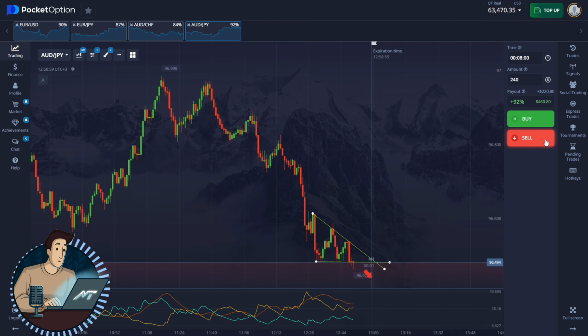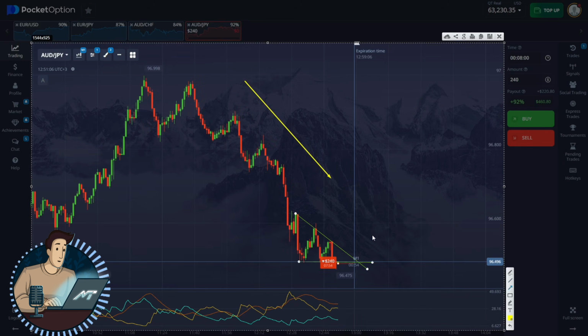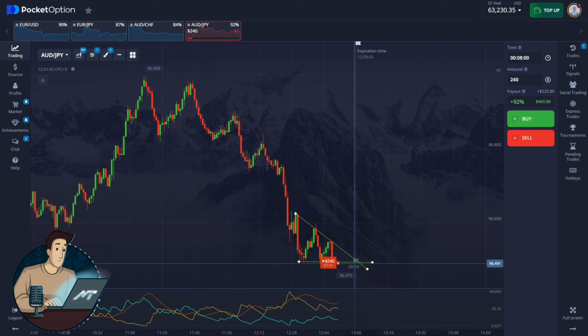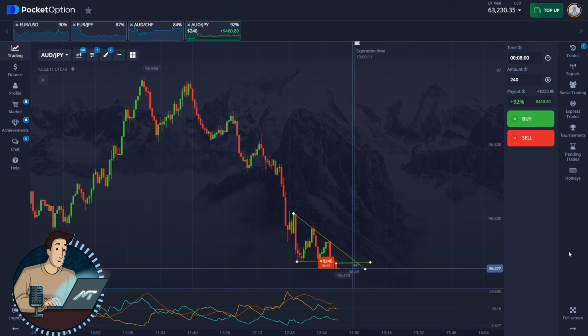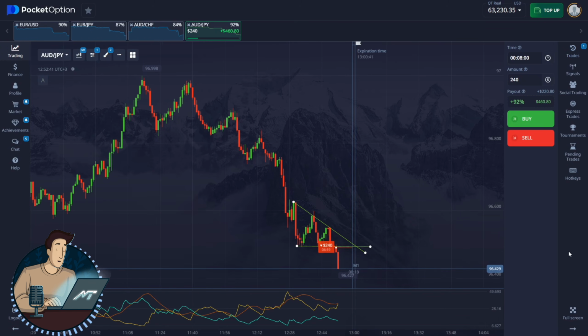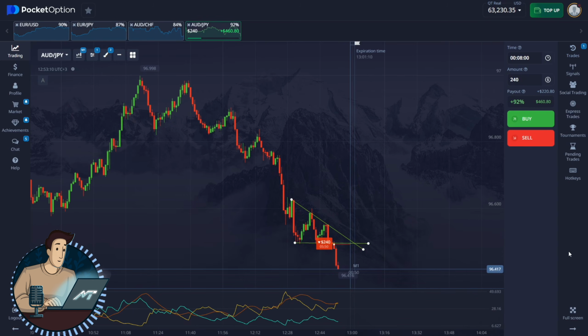The core idea of this strategy is to open a trade in the direction of the trend, right when the price is preparing to continue its movement after a pause. Let's break it down step by step.